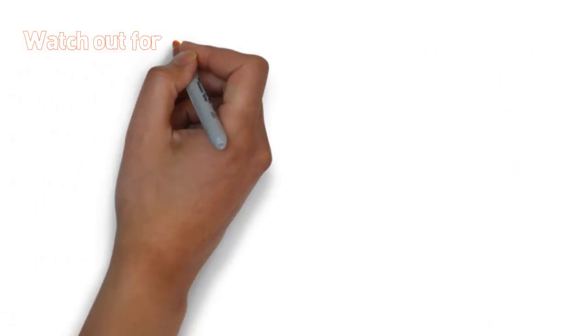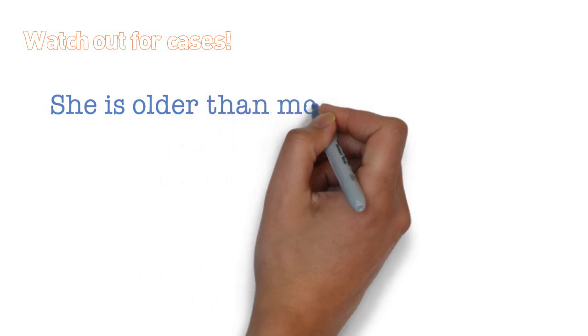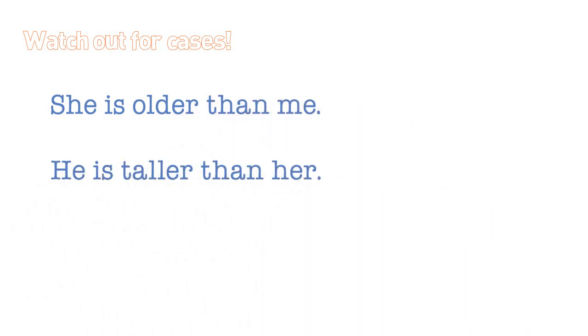Here's a quick note about some nitpicky grammar, which is kind of the point of these videos after all. English speakers have a tendency to mess up their pronouns when making comparisons. We say things like, she is older than me, or he is taller than her. This has to some extent become accepted usage in English, even though it's technically and officially incorrect.